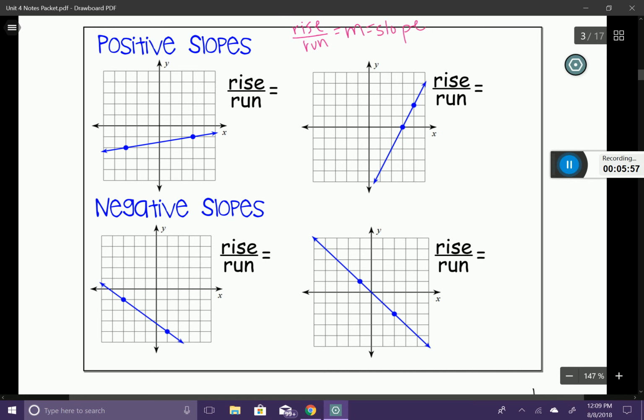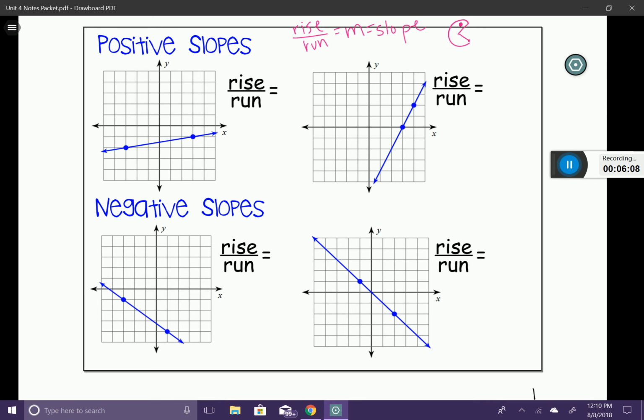Now let me show you what I mean by rise over run. Hopefully you've heard of that little video game Pac-Man. Have you seen this before? Well, rise over run is going to be moving Pac-Man style. Let me show you what I mean.